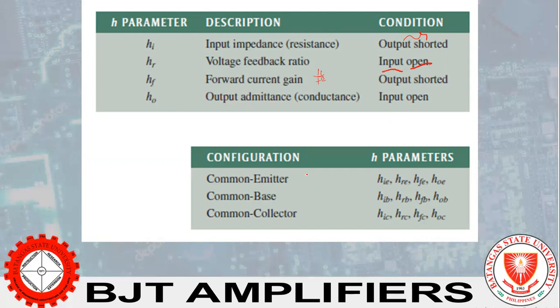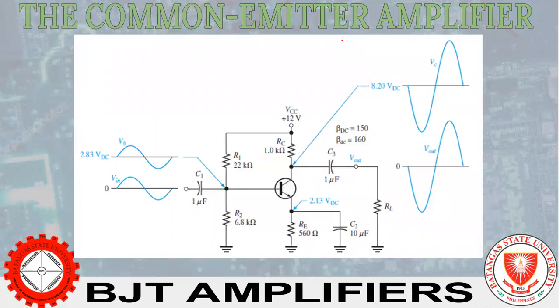So configuration for commonly used sa H parameters, we have Common-Emitter. So HIE, HRE, HFE, HOE. So parang lalagyan lang natin yung E, B, and C yung ating mga parameters, kung ano pong configuration ang meron tayo sa ating transistor. Okay? Kung emitter siya, base or common collector. Okay? So, let's start with the common-emitter amplifier.